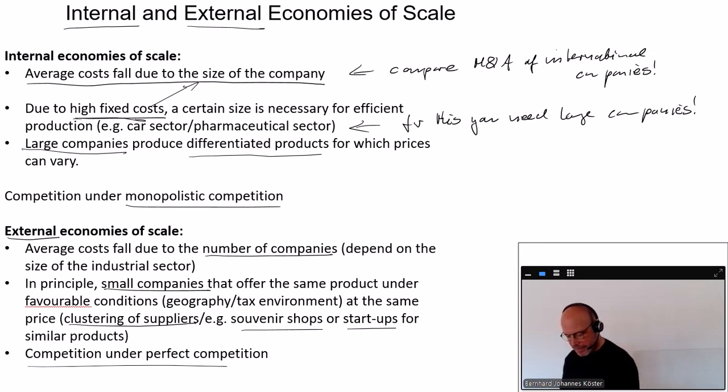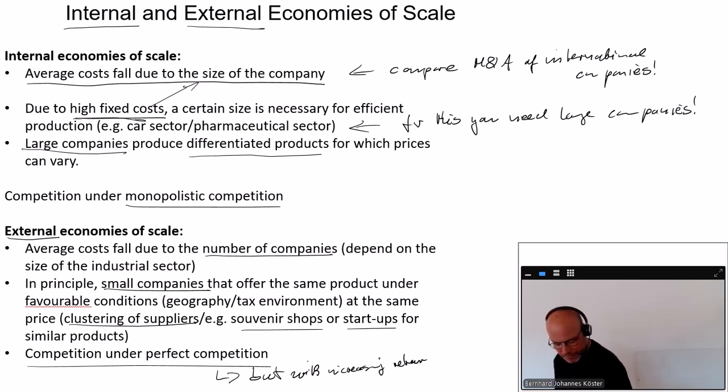And this means, since we have many companies, we have mostly perfect competition, but with increasing returns to scale due to innovation and spillover effects.